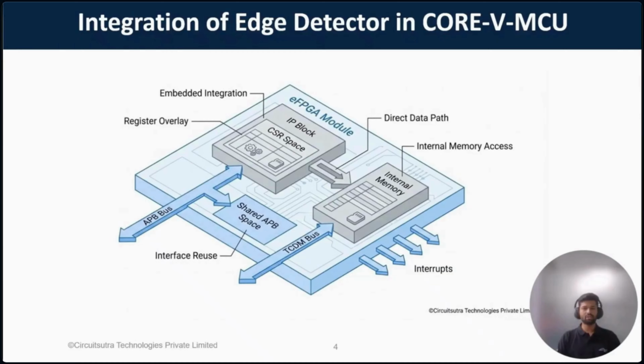One of the most critical aspects of this design is the data path. The IP communicates directly with the eFPGA's internal memory. This memory is tied into the rest of the SoC via the high bandwidth TCDM interconnect. This is vital because it ensures that the processed data is accessible to other system components with minimal latency, maintaining the high throughput required for real-time processing.